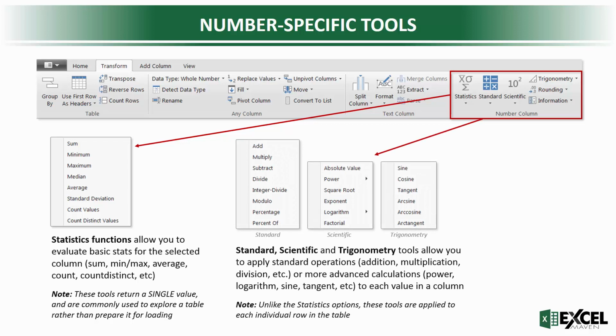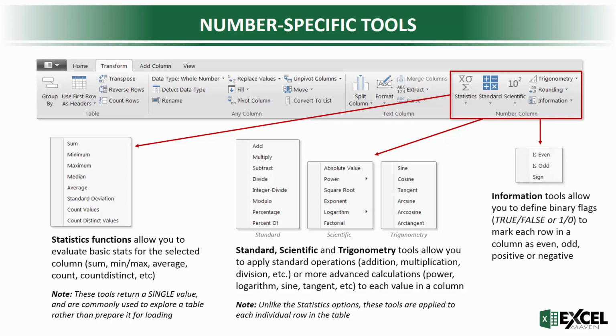Next up, we've got standard options. So these are other statistical operations and calculations. You've got the basic standard ones like addition, multiplication, subtract, divide, etc. And then you've got some pretty crazy advanced stuff in the scientific and trigonometry buckets. You can do powers, logs, sines, tangents, and these get applied to each value in a column. So unlike the statistics options, these tools are applied to each row, and they can be used to create new calculated columns.